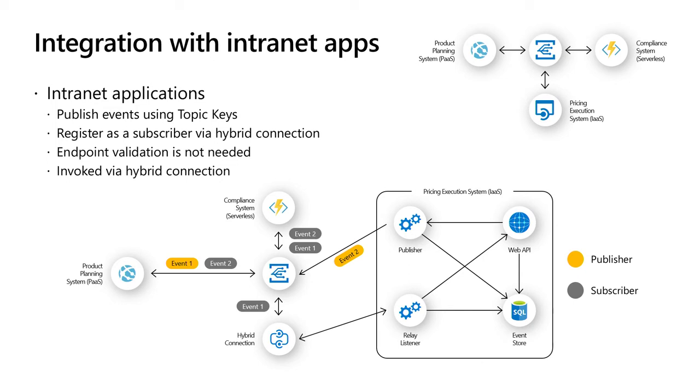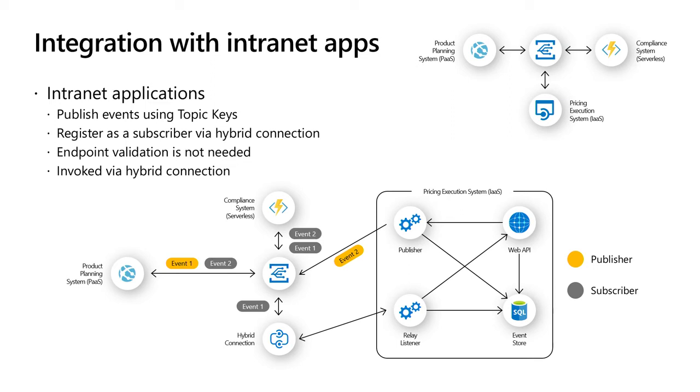So let me get you started with how we designed a couple of events to percolate through all the systems. I said that I have a product planning system, which is a PaaS system. I have an intranet application, which is a pricing execution system. And I have a compliance system, which is pretty much serverless. The scenario that I have been discussing so far is that I have a pricing architect team who is creating a request and then approving that particular request itself.